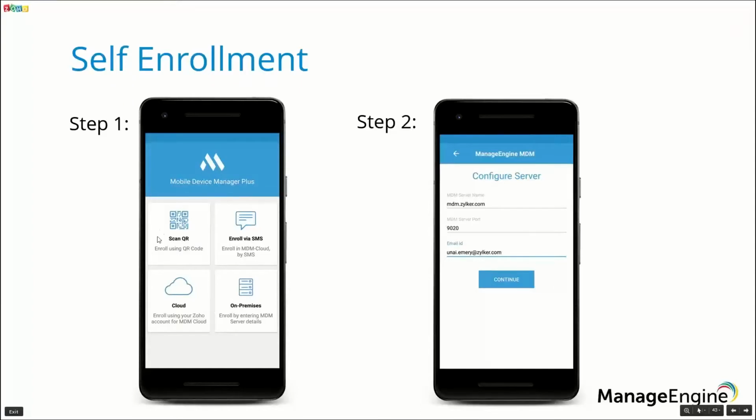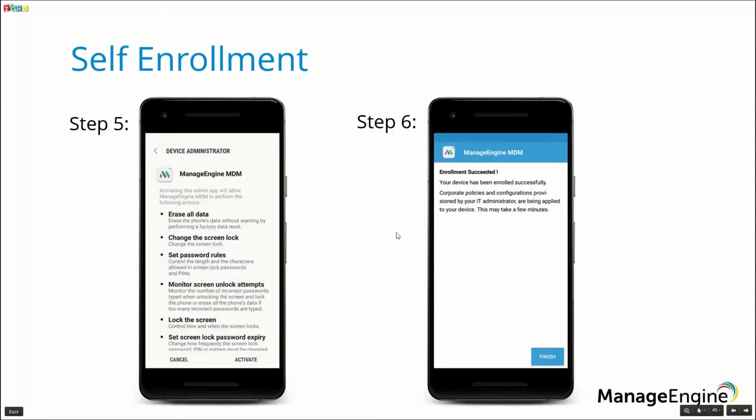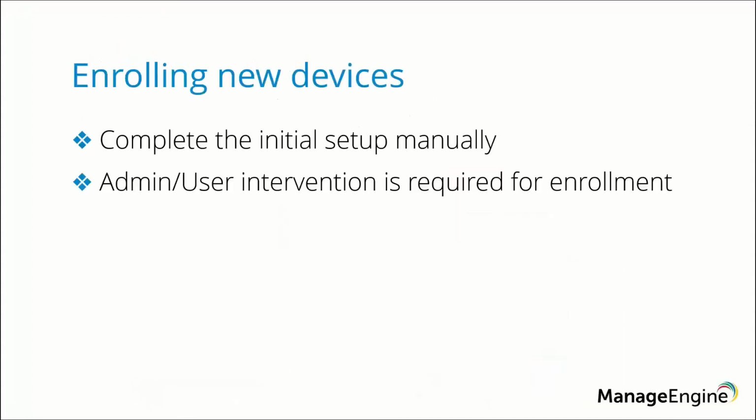And when it comes to self-enrollment, after the user clicks on this URL, that will automatically download the app and they can choose the appropriate method, either a cloud MDM server or on-premise, based on which they can provide the details. And then is where they need to provide their AD username and password to authenticate. So once that is done, the device gets registered with an MDM. That's it.